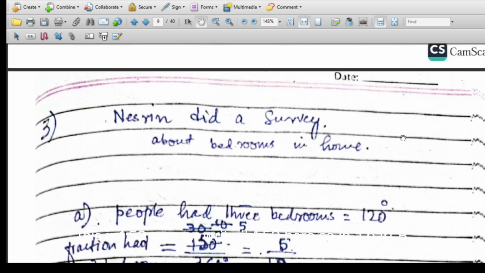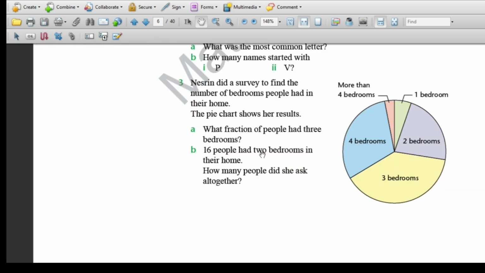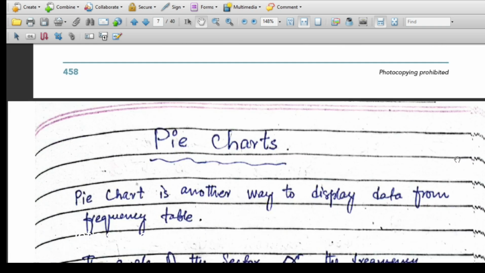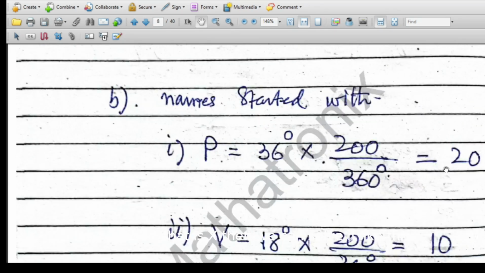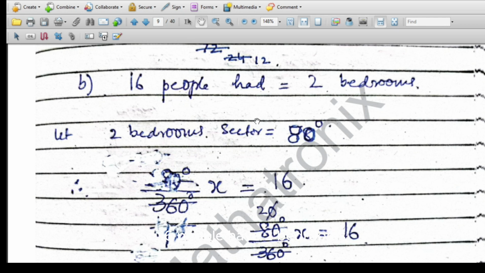In part B, 16 people had 2 bedrooms. This is 16 people who have 2 bedrooms in their home. How many people did she ask altogether? So if this purple color represents 16 people with 2 bedrooms, then the complete circle should represent some value, which is x. Let's suppose that it is x, then we can solve it like this. So 16 people have 2 bedrooms. The 2 bedrooms set is equal to, let's suppose that portion is 80 degrees.